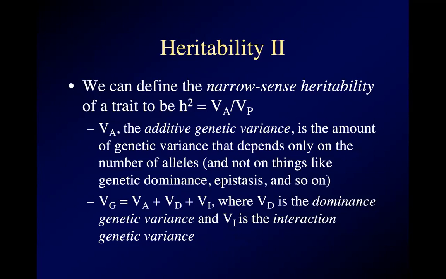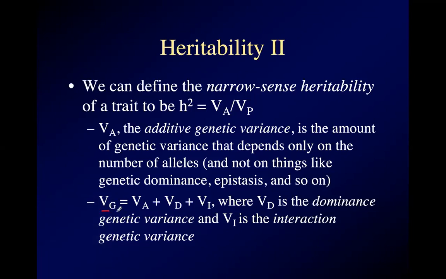You can go a little farther with this and define something called the narrow sense heritability of a trait, written lowercase h squared, and that is equal to the additive genetic variance divided by the total phenotypic variance. Oh God, what's that? You can divide genetic variance into V sub A, V sub D, and V sub I. That's all down here.